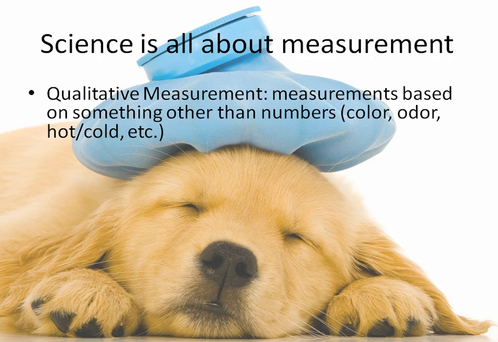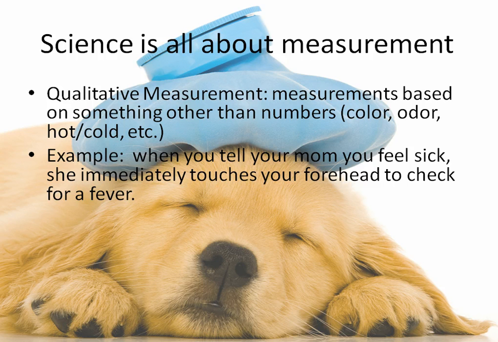Now, science is all about measurement. Qualitative measurements, these are measurements based on something other than numbers. Things like color and odor, or whether or not something feels hot or cold. For example, whenever you wake up in the morning and tell your mom you don't feel good, she reaches up, first thing she does typically is touch your forehead and see if you feel warm. That's a qualitative measurement. No mom has ever reached up and said, yes, you have a 102.5 fever with her hand. If she can, that's a neat trick.